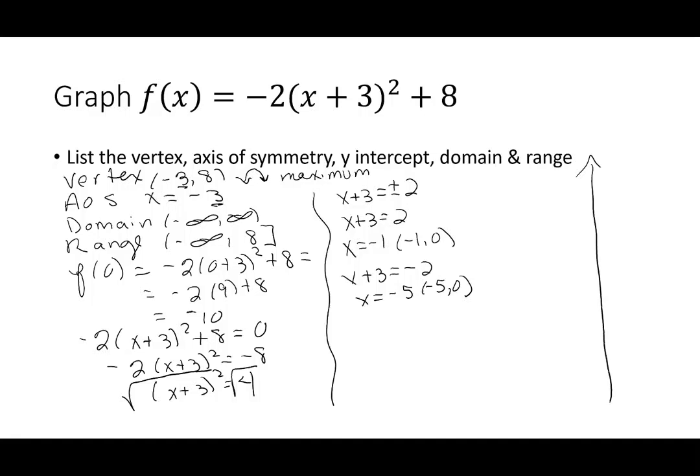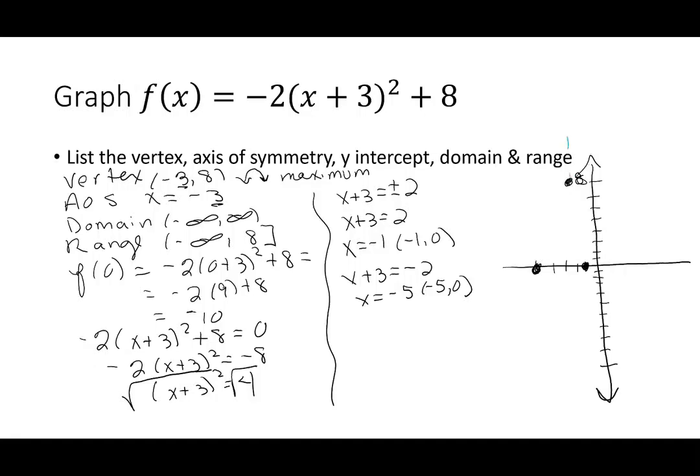Let's draw this graph. Now let's look for 1 second at what our vertex was. It's (-3, 8), so I know I need some space to draw the 8, and I also had a y-intercept that was -10, so I want to make sure I get all that onto my graph. So 1, 2, 3, 4, 5, 6, 7, 8, and then 1, 2, 3, 4, 5, 6, 7, 8, 9, 10. So let's start with the 1, 2, 3, -3, +8, there's my vertex. Let's put in the x-intercepts. I have one at -1, and I have one at -5.